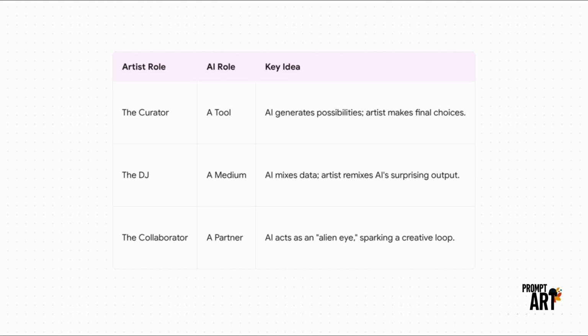On one end, you have the artist as the curator. They see the AI as a tool, basically an idea-generating machine, but they make all the final creative calls. Then in the middle, you've got the DJ. They treat the AI like a new medium, something to sample and remix, playing with its unexpected outputs to create something totally new. And then, all the way on the other end, you have the collaborator. These artists see the AI as a genuine partner. Some even called it an alien eye that gives them this creative feedback loop, pushing their work into places they never would have thought to go on their own.